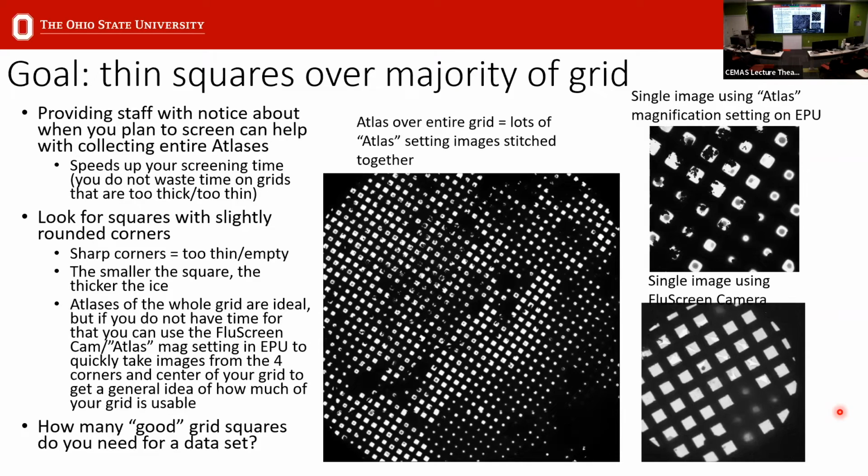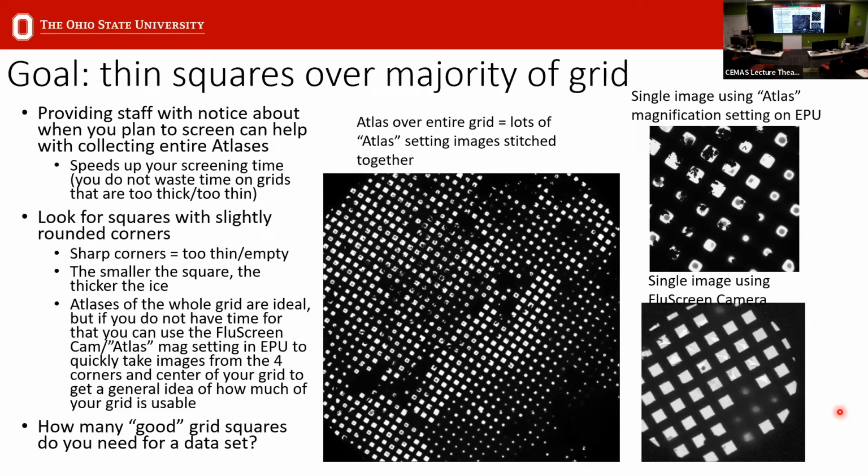So now you've done the VitraBot preparation, you've made your grids, and you're sitting at the Glacios. What I look for first is, do I have thin, usable grid squares over the majority of the grid? So one thing you can do to really help optimize your Glacios time is by planning ahead. So look ahead at the Glacios schedule and provide staff with notice.